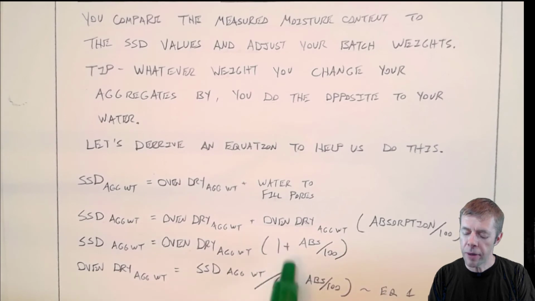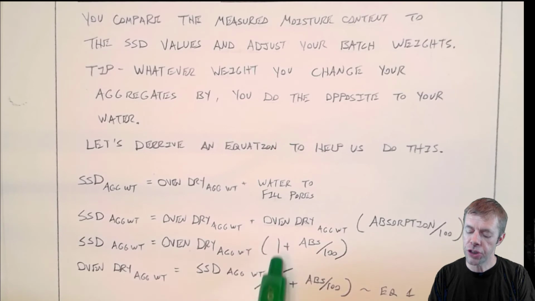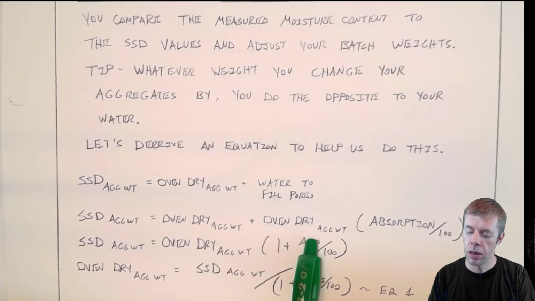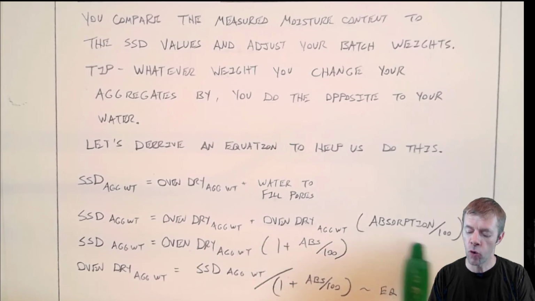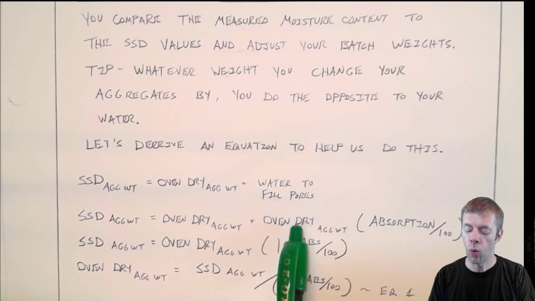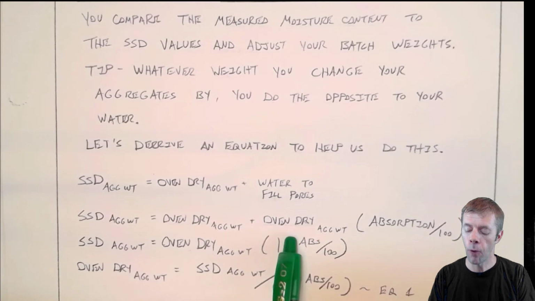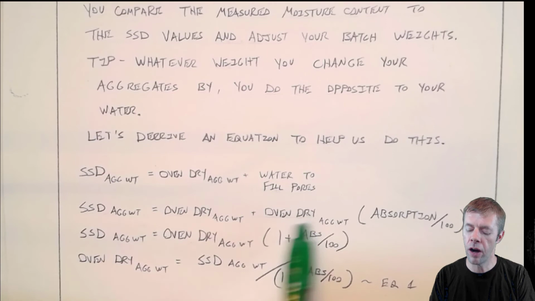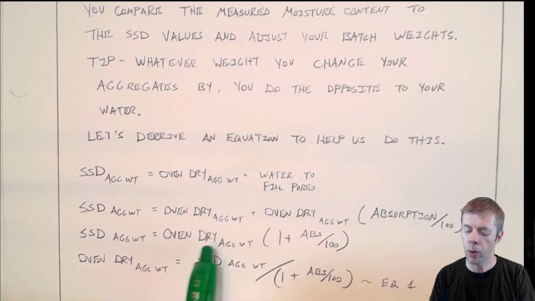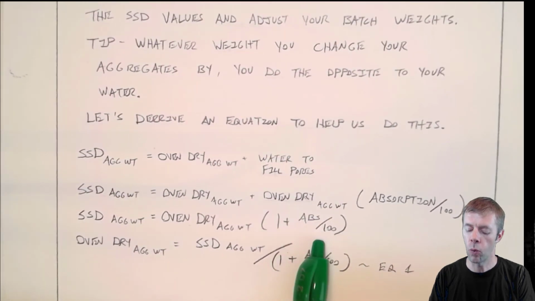So I'm going to change this number, this water to fill the pores, and I'm going to change it to the oven dry weight multiplied by the absorption over 100. And if you go back and look at the equation that we talked about before, you would realize that the water to fill the pores is equal to the absorption divided by 100 multiplied by the oven dry aggregate weight. Now I can factor out the oven dry aggregate weight from both of these. I can pull it out. And this turns into a 1, and this turns into just absorption over 100.